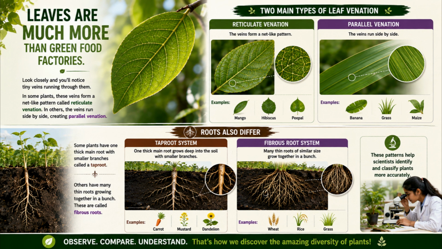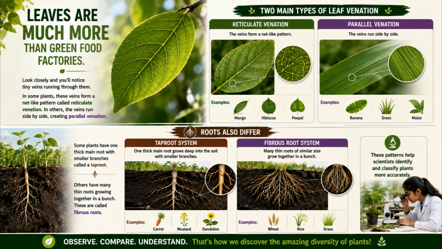Leaves are much more than green food factories. Look closely, and you'll notice tiny veins running through them. In some plants, these veins form a net-like pattern called reticulate venation. In others, the veins run side by side, creating parallel venation.